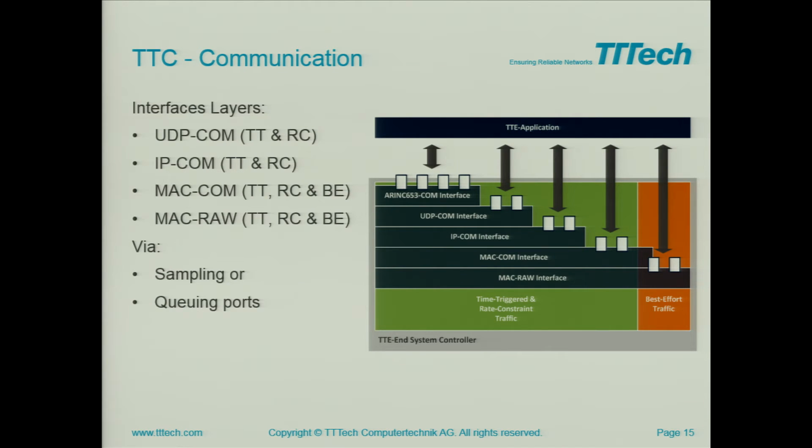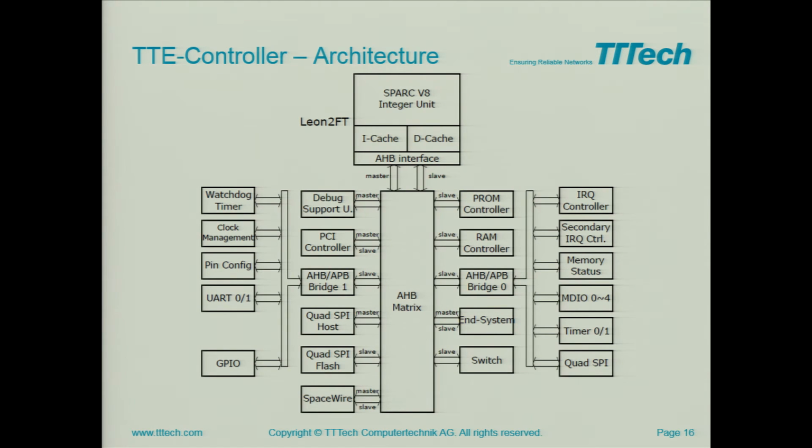ARINC 653 allows you to communicate on sampling and queuing ports. You define your sampling and queuing ports, and the whole network stack, the packing and unpacking of the data up to the ARINC 653 layer, is performed in hardware. So you don't need to care in your software about implementing this communication layer.